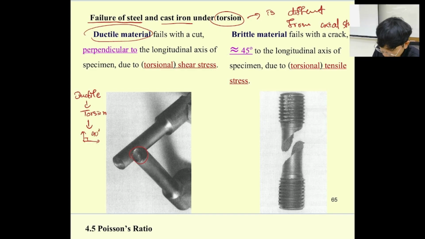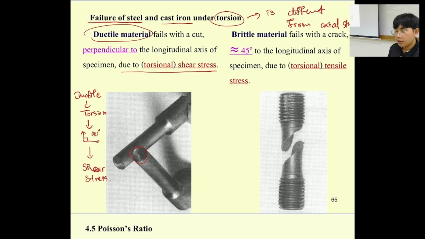After that, if they ask you what is the force that makes it fail at 90 degrees, you need to tell them that it failed by shear stress. Which means for the ductile material, when you apply torsion force, it is going to fail at 90 degrees like this to the surface, and it failed by shear stress.